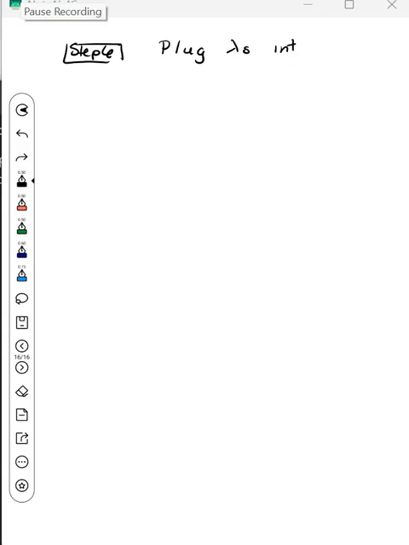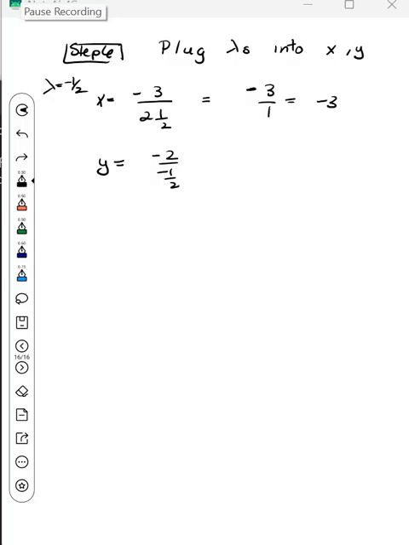That's lambdas, plural. Plug the lambdas into x and y. So I get x is equal to minus 3 over 2 times 1/2, where lambda equals minus 1/2. That's equal to minus 3 over 2. No, that's 3 over 1, which is minus 3. And y is equal to minus 2 over minus 1/2, which is equal to 4. So the point I get here is minus 3, 4.